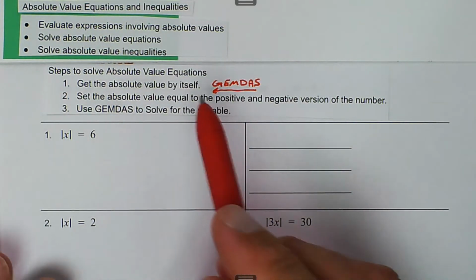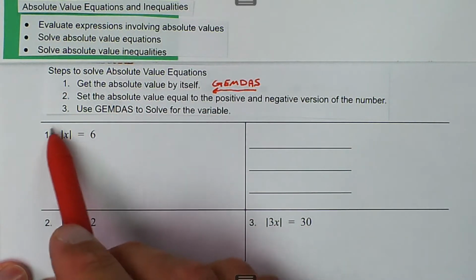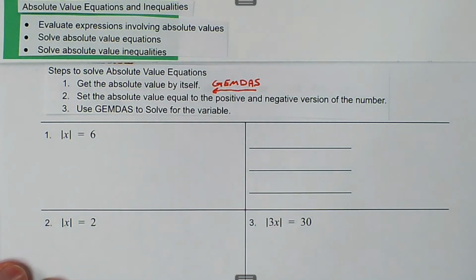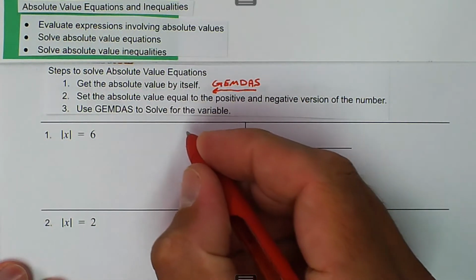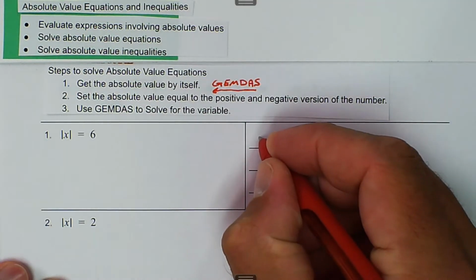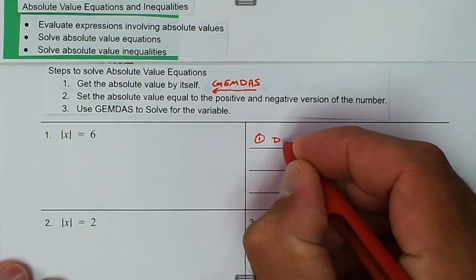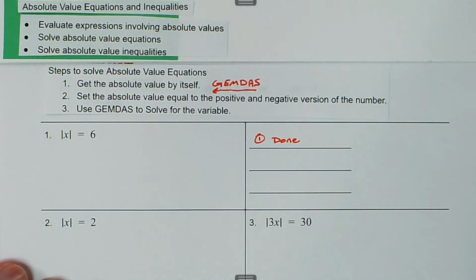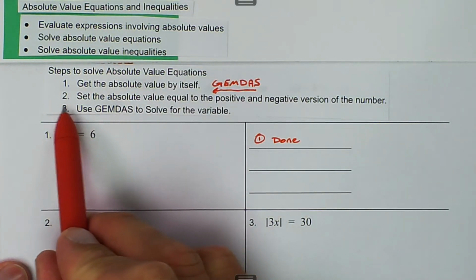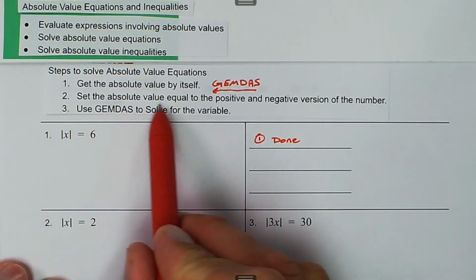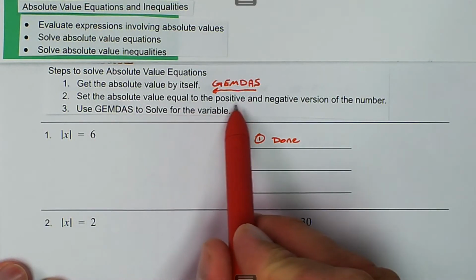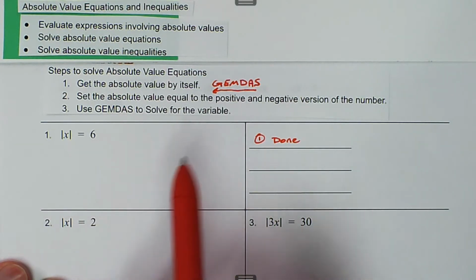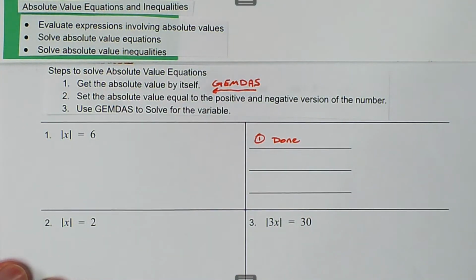So if we look at this right here, are there any operations over here on the left side outside of the absolute value? In this case, step one is done because there are no signs outside of the absolute value. The next step, step two, set the absolute value equation equal to the positive and the negative version of the number. So we have 6, and then we also want to set it equal to negative 6.